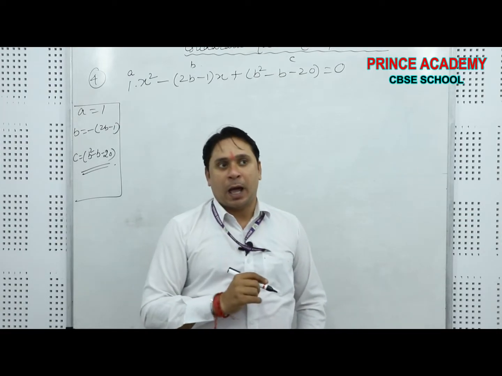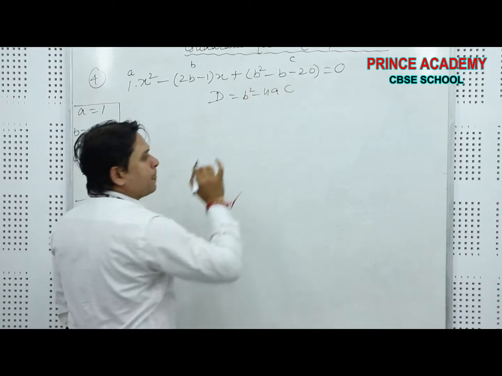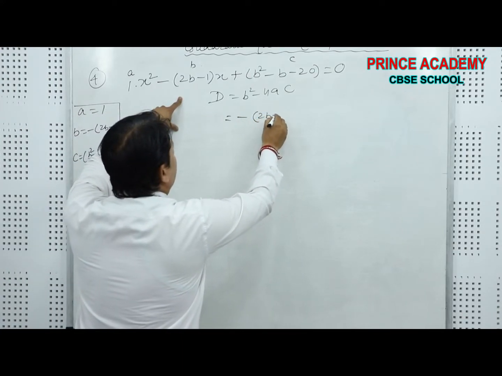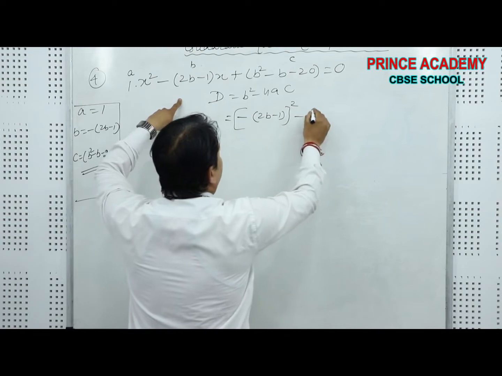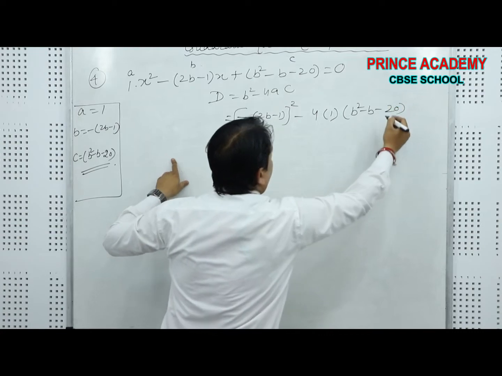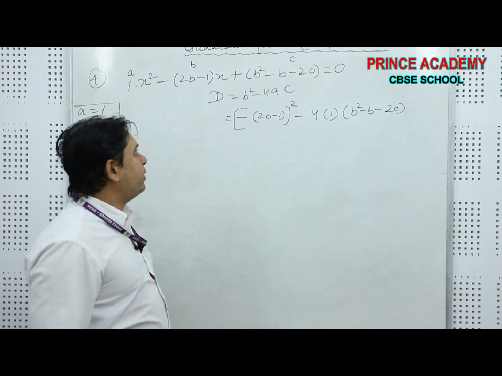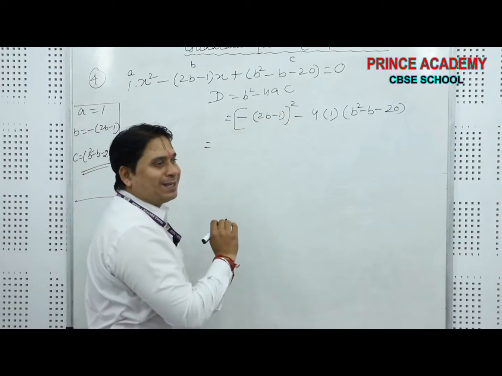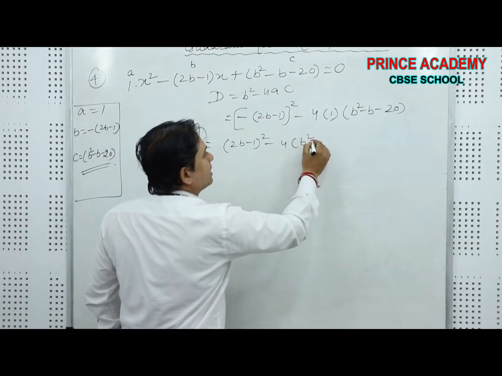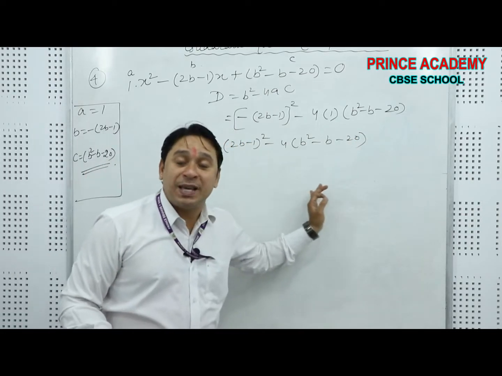Okay, now see, once again the discriminant is b square minus 4ac. Yes or no? See, what is b? Minus of 2b minus 1, b square minus 4 a and c. Okay beta, b square minus 4ac we have taken here. Now what should we do? Minus square plus 2b minus 1 whole square minus 4 into b square minus b minus 20. Am I right? We are just doing simple calculation.